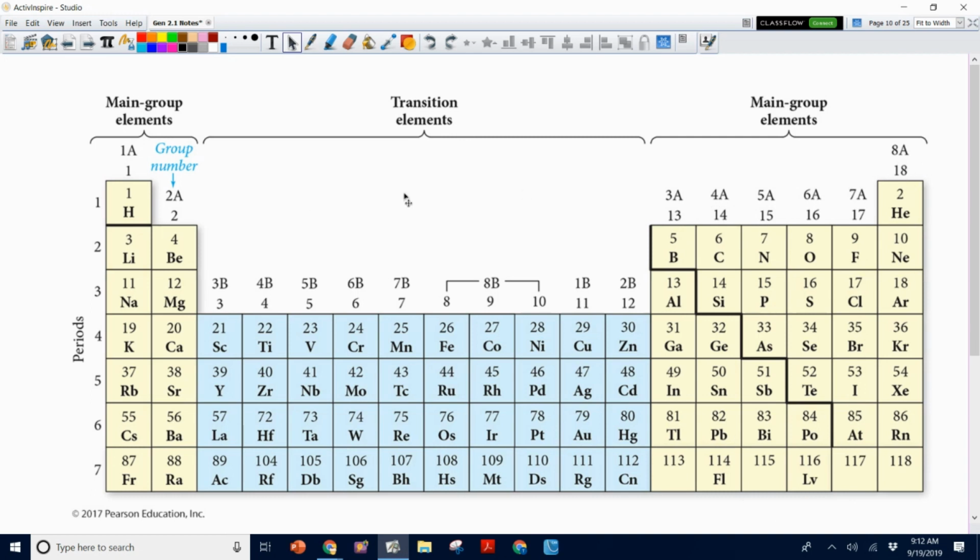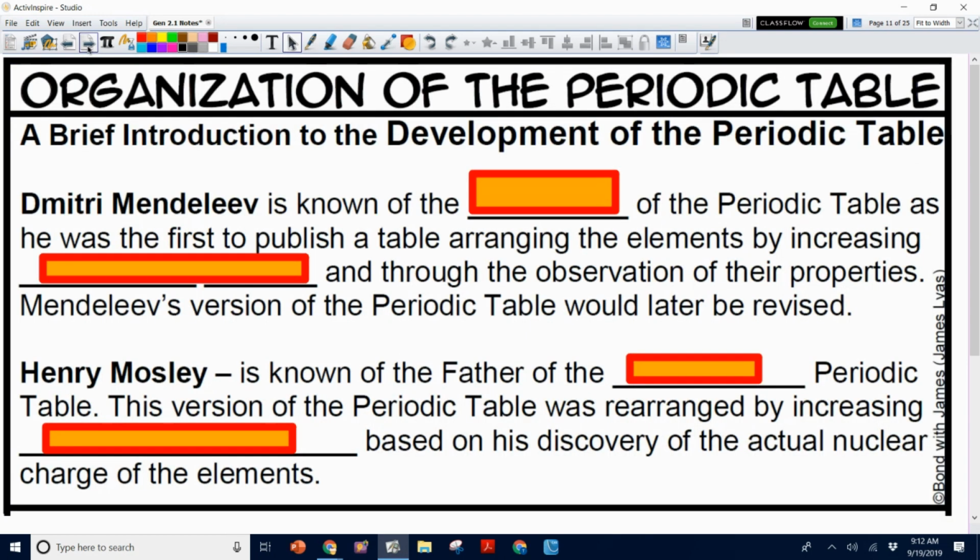So these are the main group. When we talk about trends and rules of the periodic table, we're mainly talking about these main group elements. We'll talk about transition metals at another time. All right, so the periodic table.